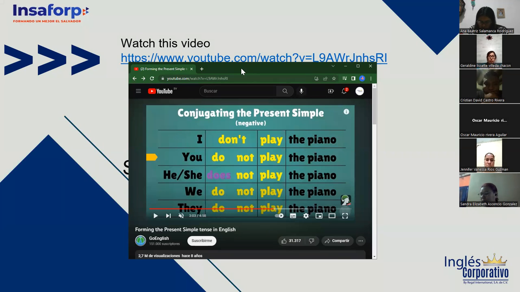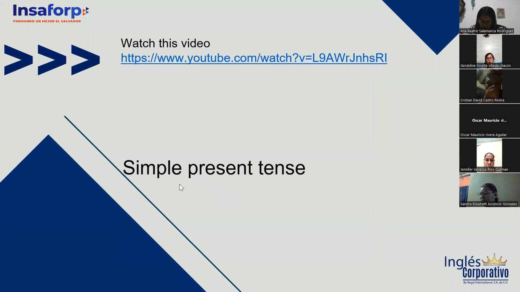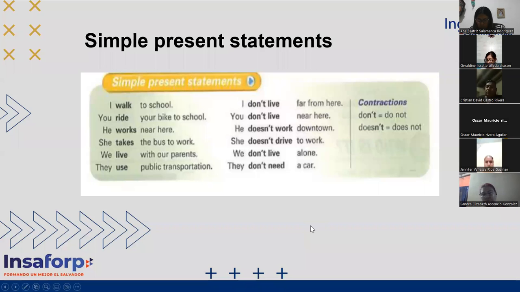¿Tienen alguna pregunta de cómo hacer una oración positiva y negativa? Do you have questions? ¿Tienen preguntas? No, teacher. No, okay. Okay. I need help. Okay. Who wants to read the positive sentences, positive statements? Who wants to read that? ¿Quién quiere leerme?